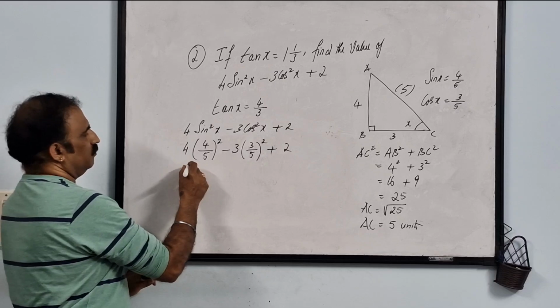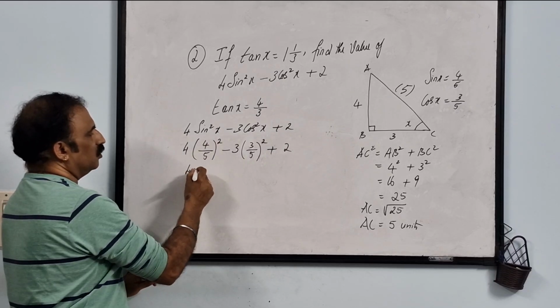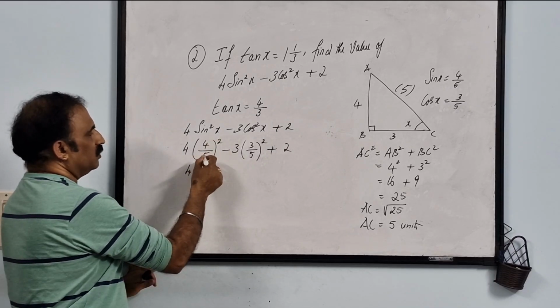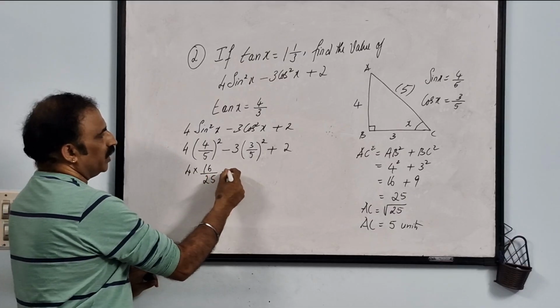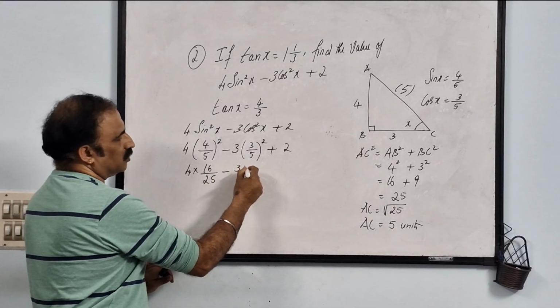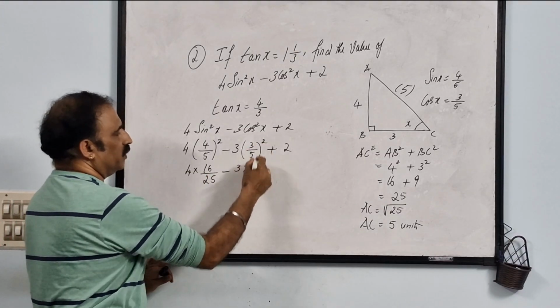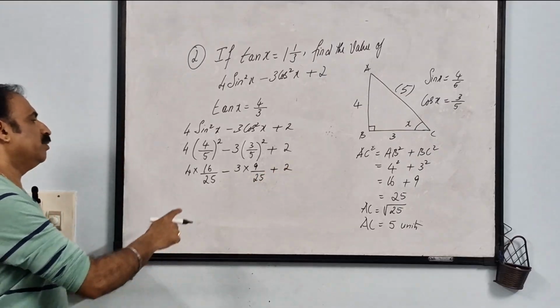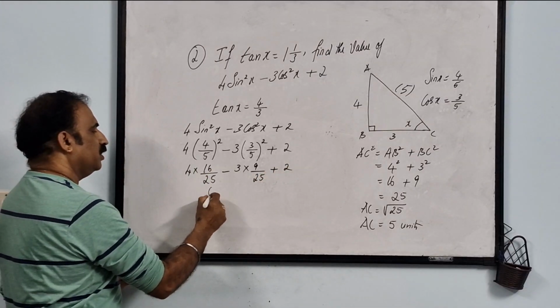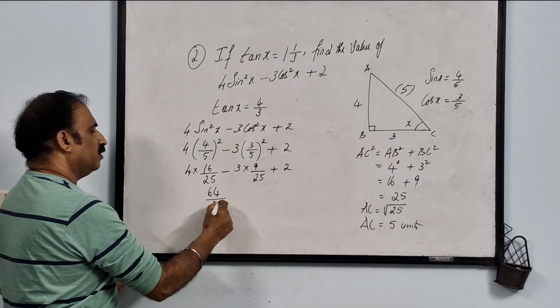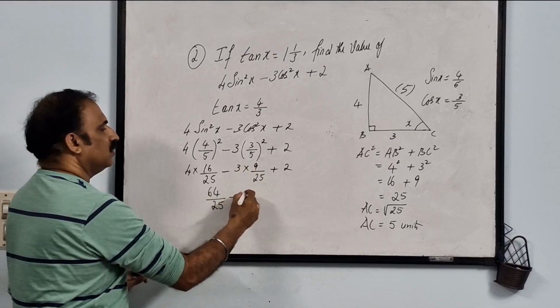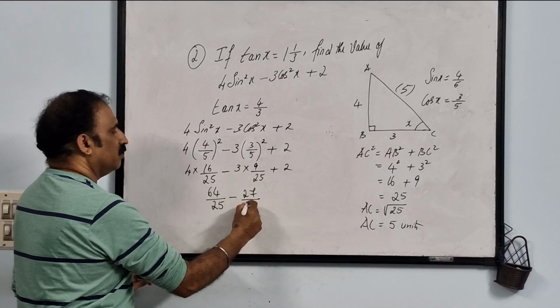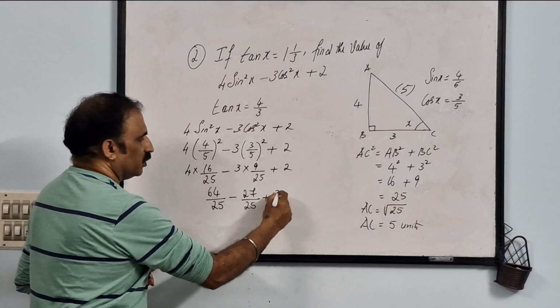Next is the basic thing. 4 square is going to be 16 and 5 square is 25. Minus 3 into 3 square is 9, 5 square is going to be 25. Plus 2 as it is. Now the multiplying property: 16 into 4 is going to be 64 divided by 25, minus 9 3s are 27 divided by 25, plus 2.